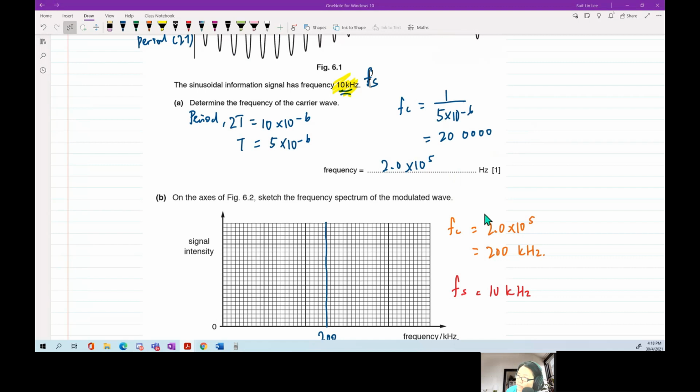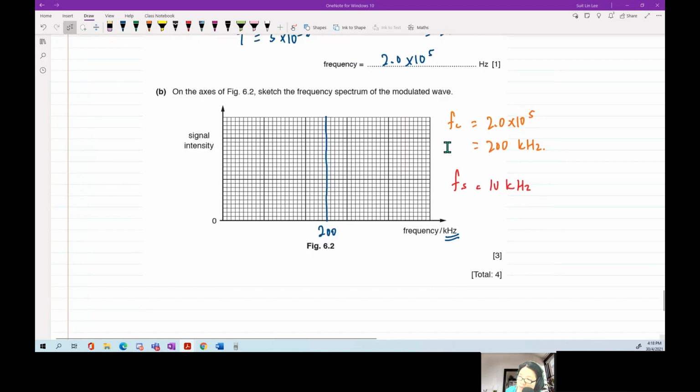Okay, so it doesn't matter as long as you label the value. That means I can draw anywhere I want now. I'm just going to draw here. One here, and then maybe one here, as long as they're equally spaced, because this one will be 210, this one will be 190. Okay, that's all. 3 marks.